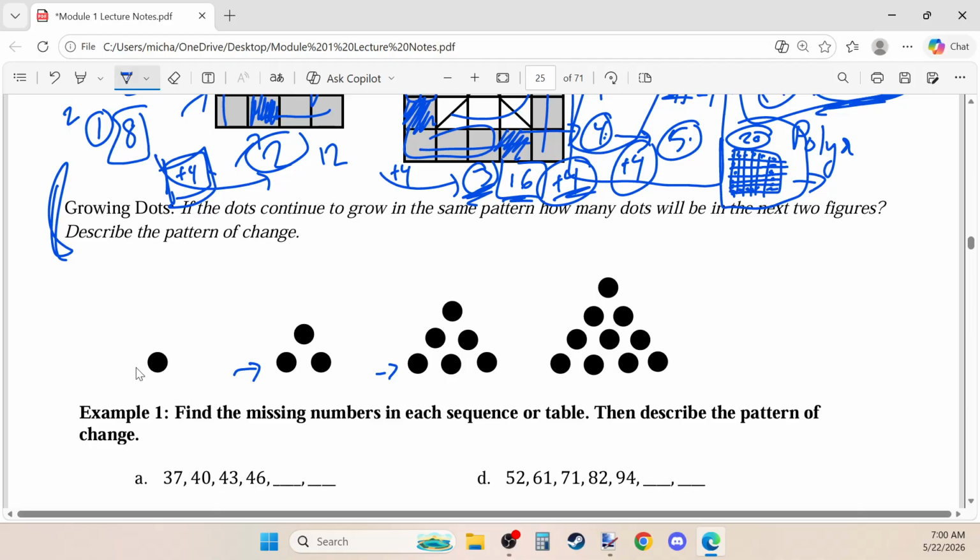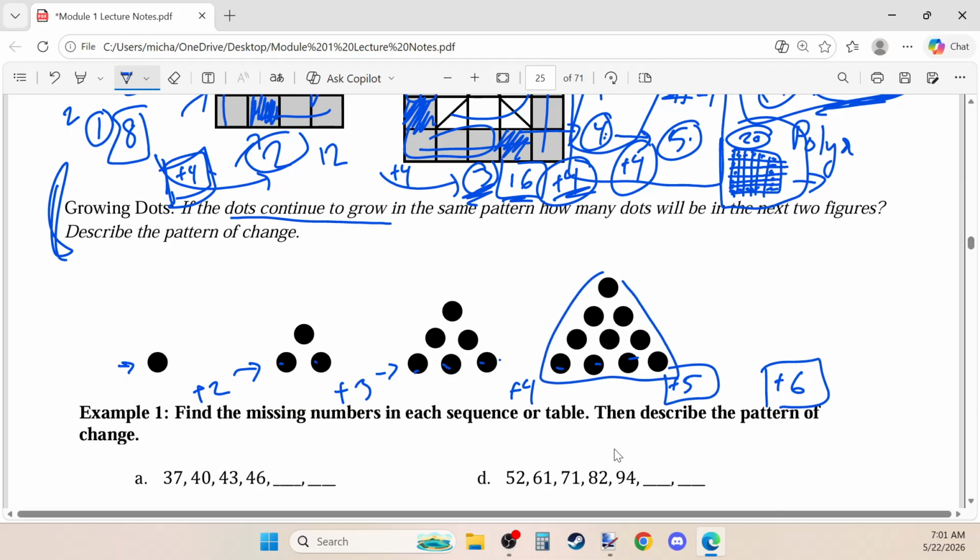We also notice that the bottom of the triangle is getting bigger by 1 dot each time. So we have 1 dot on the bottom. Now we have 2 dots on the bottom. Now we have 3 dots on the bottom. Now we have 4 dots on the bottom. So it's going +2, +3, +4. The next ones will be +5 and +6. So we have understood the problem. We want to know how many dots there are. We've noticed a pattern. We make a plan. Plan is we're going to add 5 and we're going to add 6. So let's do that. Well, first we have to figure out how many dots are in this step.